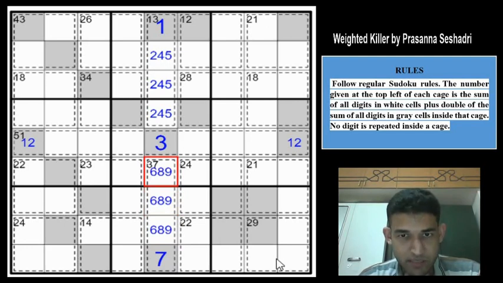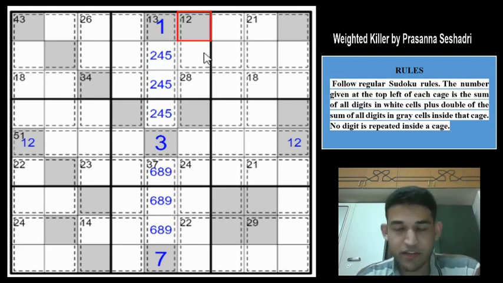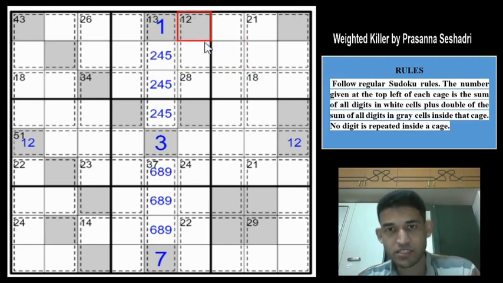So any more simple logic? All the cages are quite high in value. I see a cage, 12 cage, right? And a 12 cage in a normal killer Sudoku needs to have 1 and 2, but it doesn't change in a weight killer as well. Just because it's weight killer and one cell contributes twice its value doesn't mean that 1 and 2 will not be in a 12 cage.